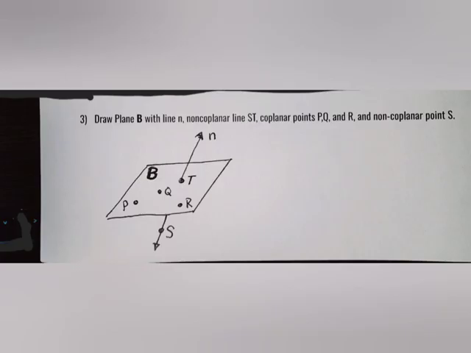For question 3, we have to do some drawing. First, I draw plane B, which I draw as a parallelogram and I put a big bold B on it. Line N is described as non-coplanar ST. That means that it goes through the plane and is not in the plane. So I draw a line, I label it N. We are then told that points P, Q, and R are coplanar. That means they are drawn inside the plane.